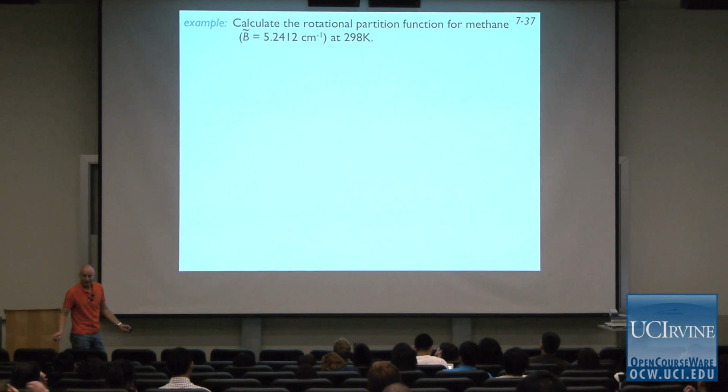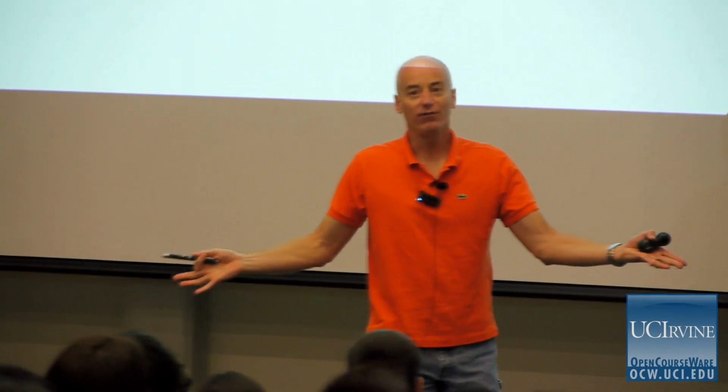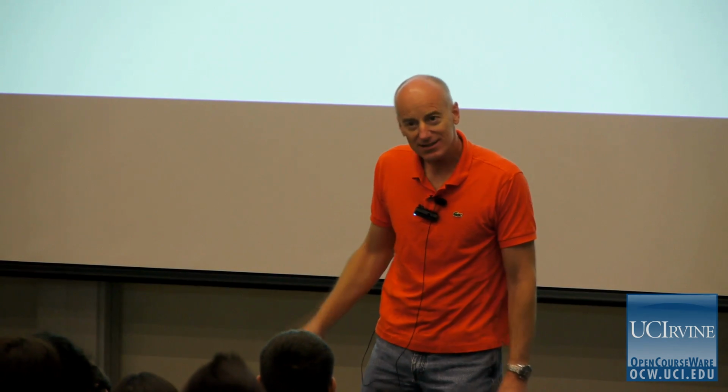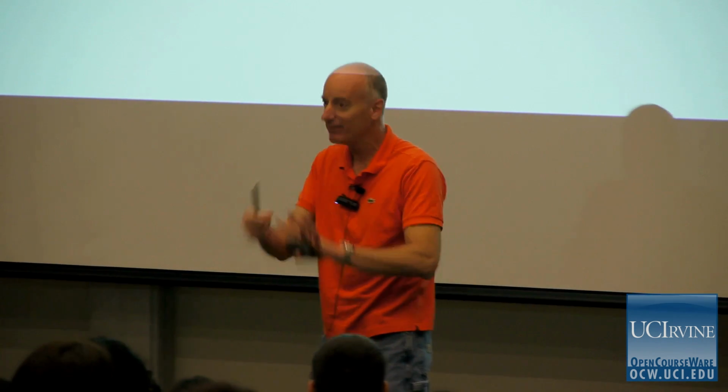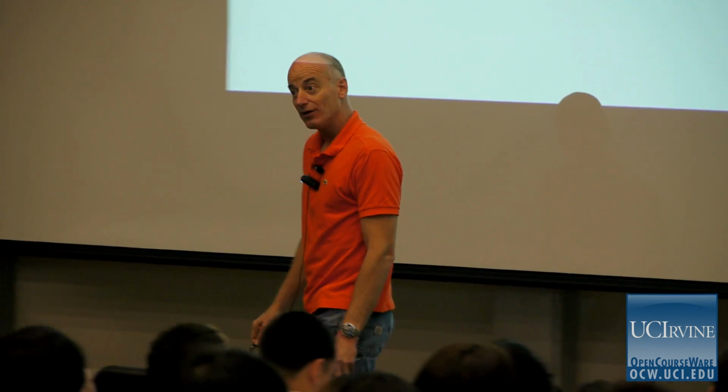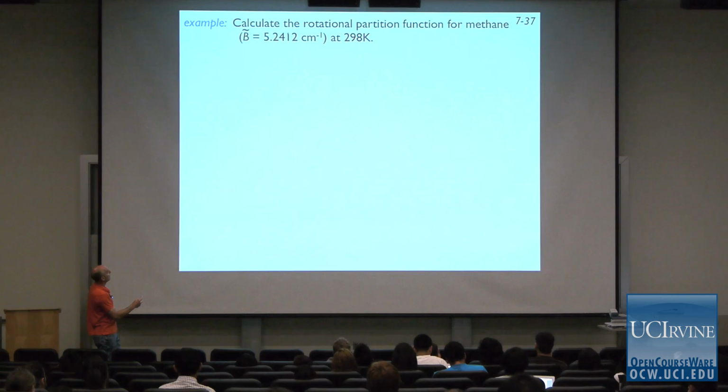Okay, that was easy. What about methane? Let's calculate its partition function at 298 K. Its rotational constant's 5.2412 wave numbers. These rotational constants are often known to 4, 5, 6 sig figs, because in spectroscopy you can measure the frequency very, very accurately. It's not too often in physical chemistry we can measure something with this kind of precision. But with spectroscopy, you can measure rotational constants with very high precision. 5 sig figs, we know it to within 1 part in 10,000.